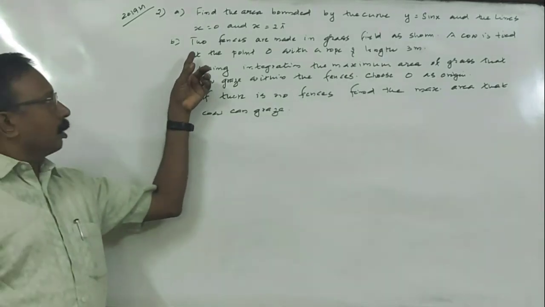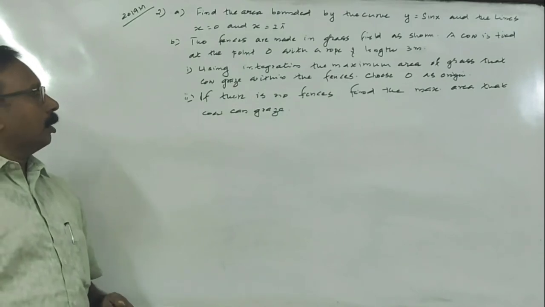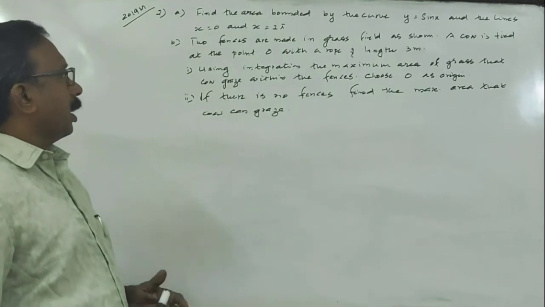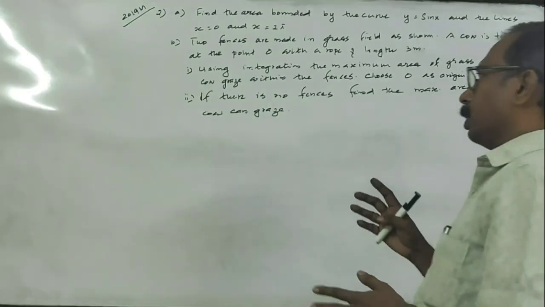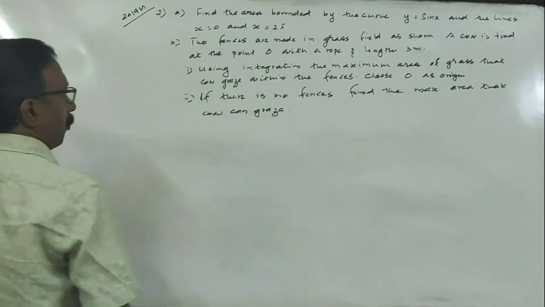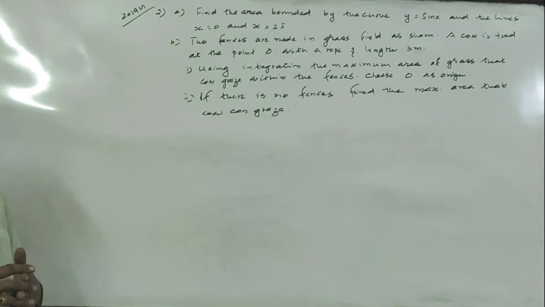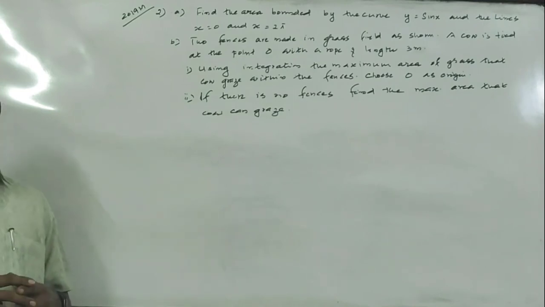The next question. Two fences are made in a grass field as shown. A figure is also given. A cow is tied at a point O with a rope of length 3 meter. Using integration, we have to find the maximum area of the grass that the cow can graze within the fences. Choose O as the origin. Also find the maximum area that the cow can graze if there are no fences, isn't it?